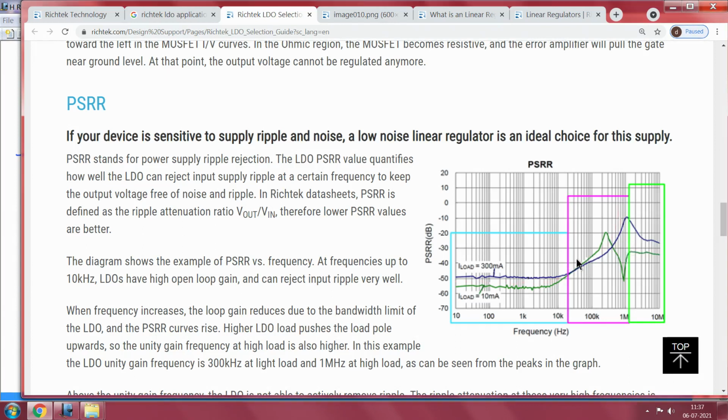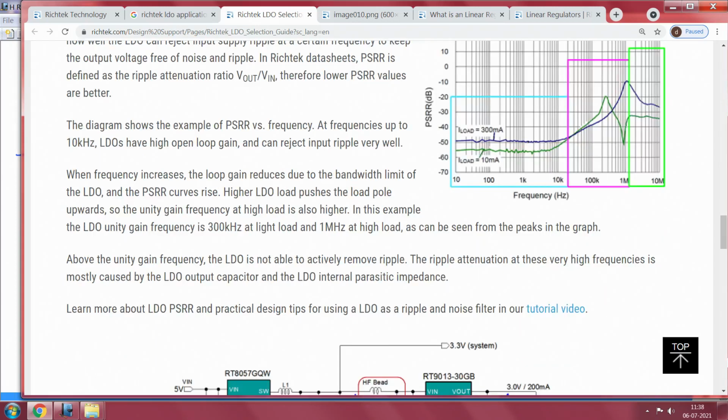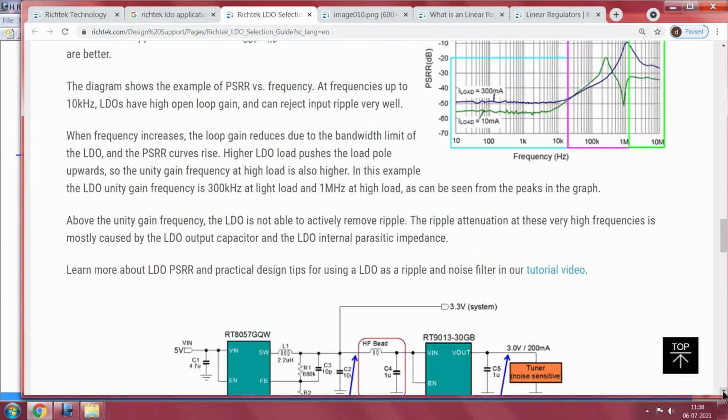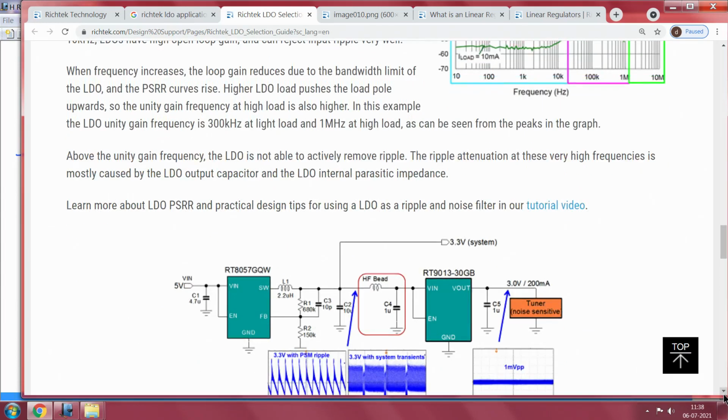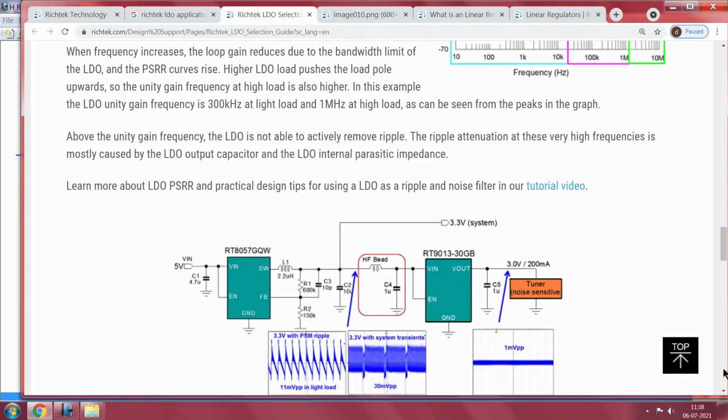So the point is, as frequency increases, the loop gain of this control loop of this LDO starts to reduce. The loop gain reduces due to the bandwidth limitation on the LDO, and the PSRR curve starts to rise. So this website is also giving you information about PSRR. Now the question is, what can you do if you know about all this? Can you do something to avoid it? The answer is a big yes.